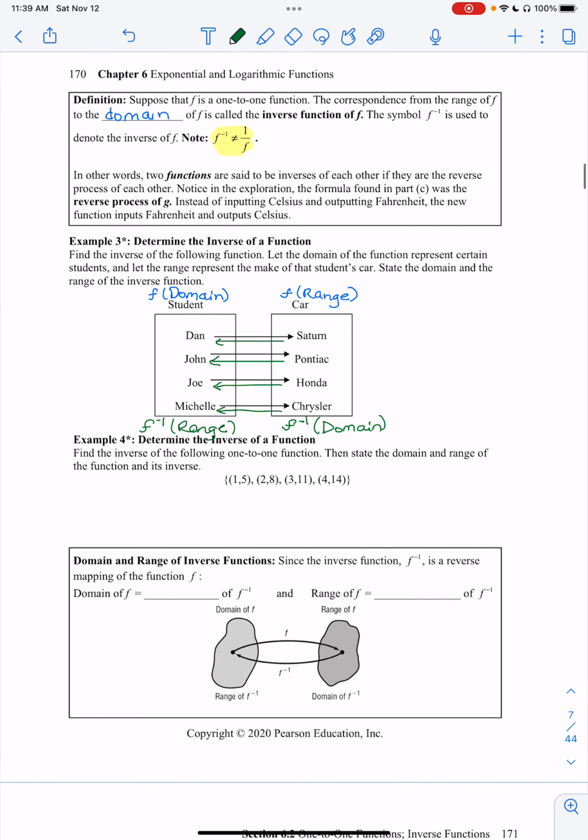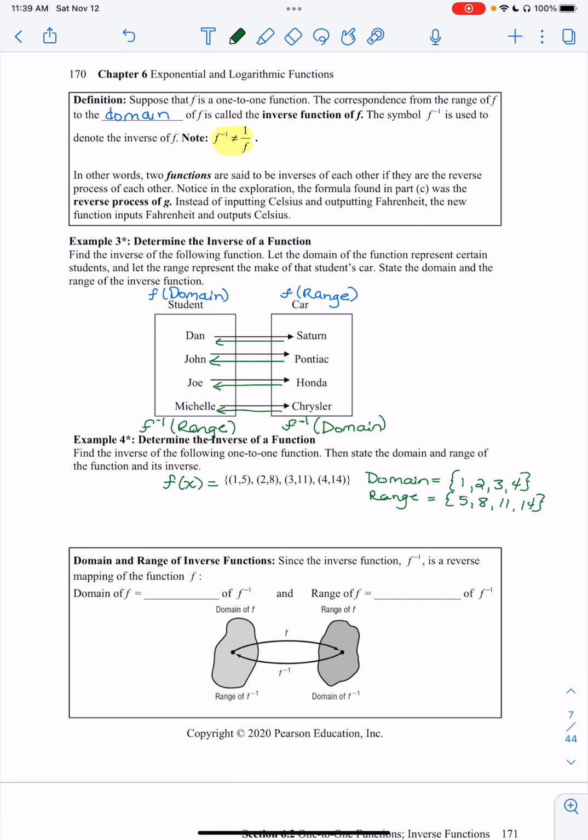If I look at this, let's say it's a function, f of x here, then I know that my domain is equal to 1, 2, 3, and 4. And my range is equal to 5, 8, 11, and 14.